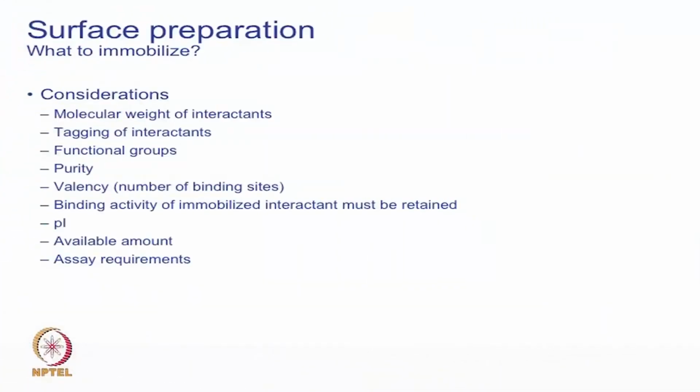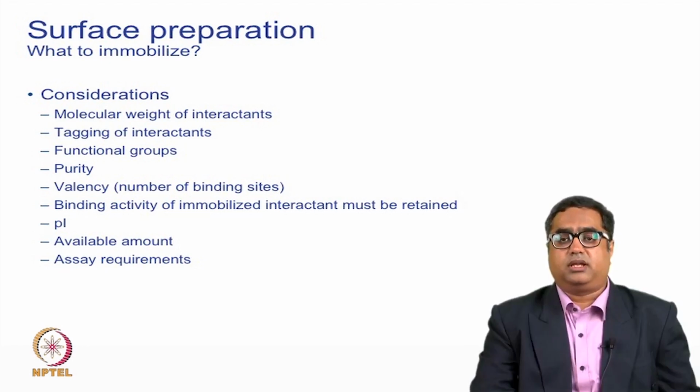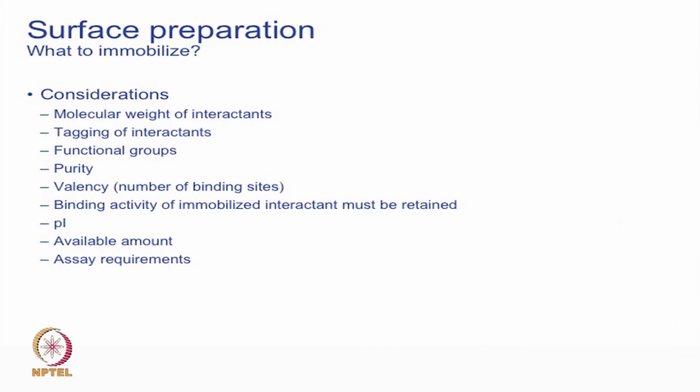And when we are immobilizing, we need to know a great amount of information about the protein or macromolecule that we are immobilizing. We need to understand the molecular weight of the interactant, the tags that are present on the interactant, the functional groups, the pI of the molecule, the purity of the molecule, the available amount and the required assay conditions, and the binding activity and valency are some of the important points which we need to consider when we are going for identifying a ligand.